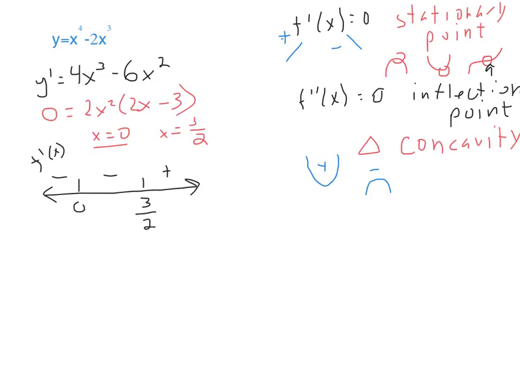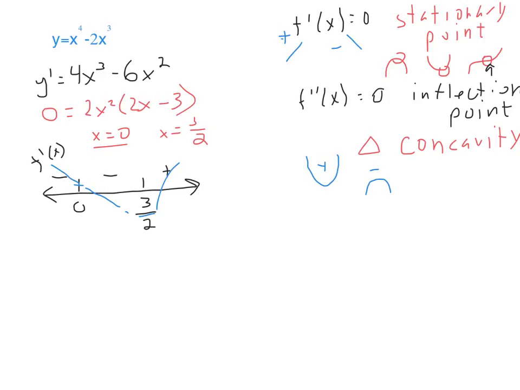So we now have something like this, where the derivative is negative before 0, and then at 0 it's flat, right? 0 is a stationary point. Okay, then the slope is negative after 0, which means that it continues to go down. At 3/2, it's stationary, and then after 3/2, the original function is positive.